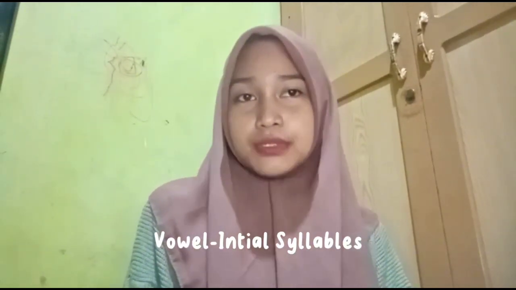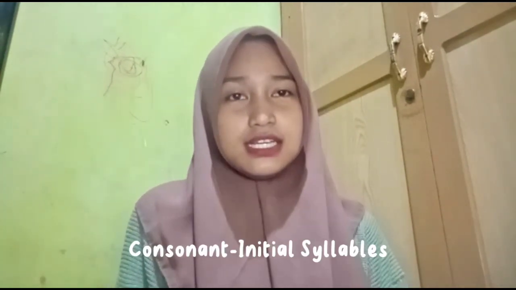And the next is vowel initial syllables. Syllables that begin with a vowel sound and may or may not have a consonant onset. The structure is V, vowel, and the example is apple. Alright, and the next is consonant initial syllables. Syllables that begin with a consonant sound, often with a consonant onset. And the structure is C, consonant.